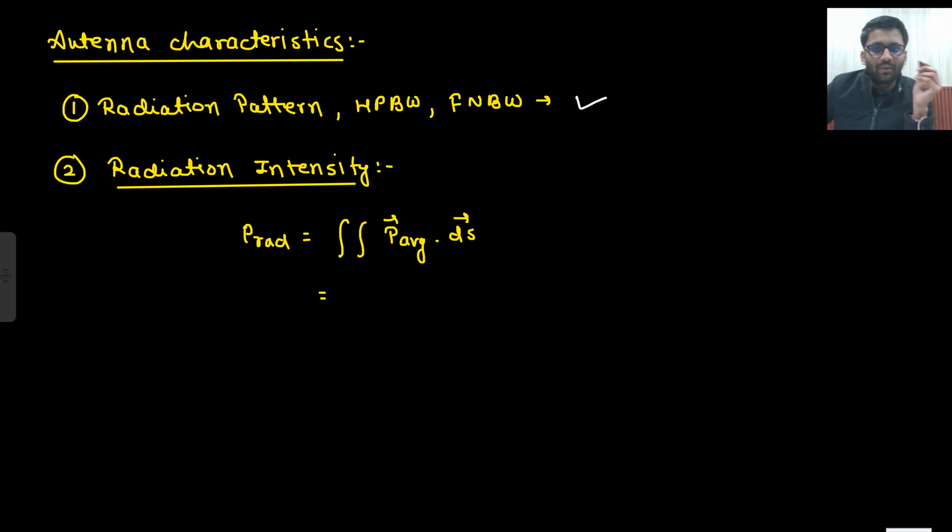We have already studied radiation pattern, half power beam width and first null beam width. Now we need to study radiation intensity. Everything starts from P radiated. Here there will be a lot of terms and formulas, so I will tell you a way to remember things and how to proceed in the examination. Don't get confused or stressed about remembering formulas. Believe me, I will hardly ask you to remember one or two formulas. These topics are very important for your examination.